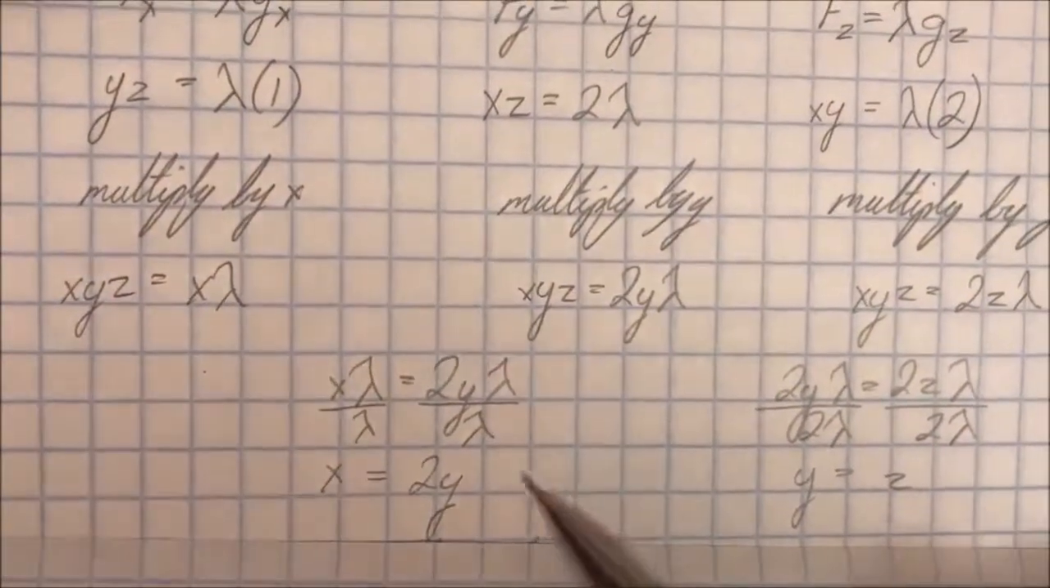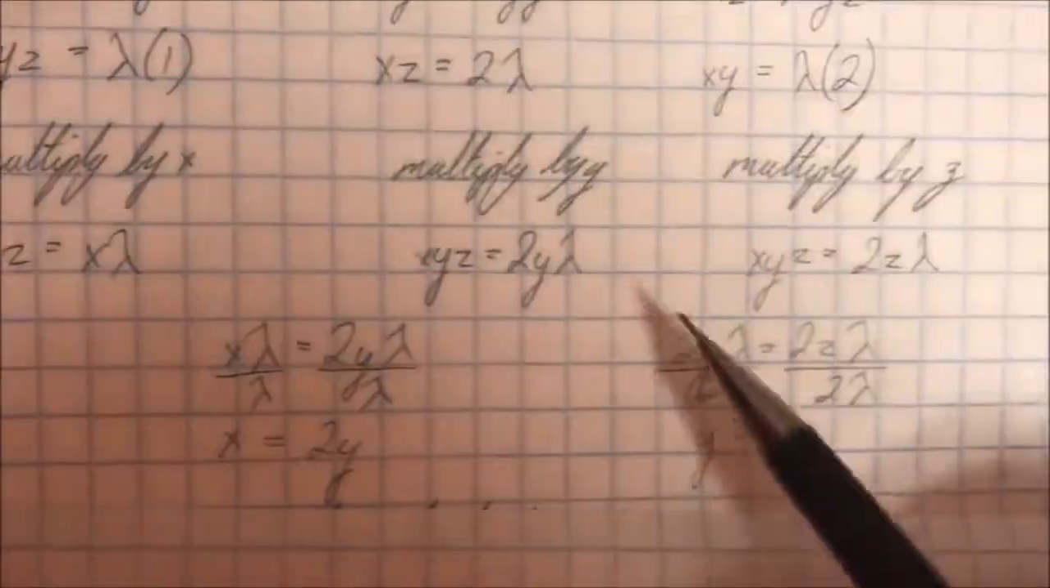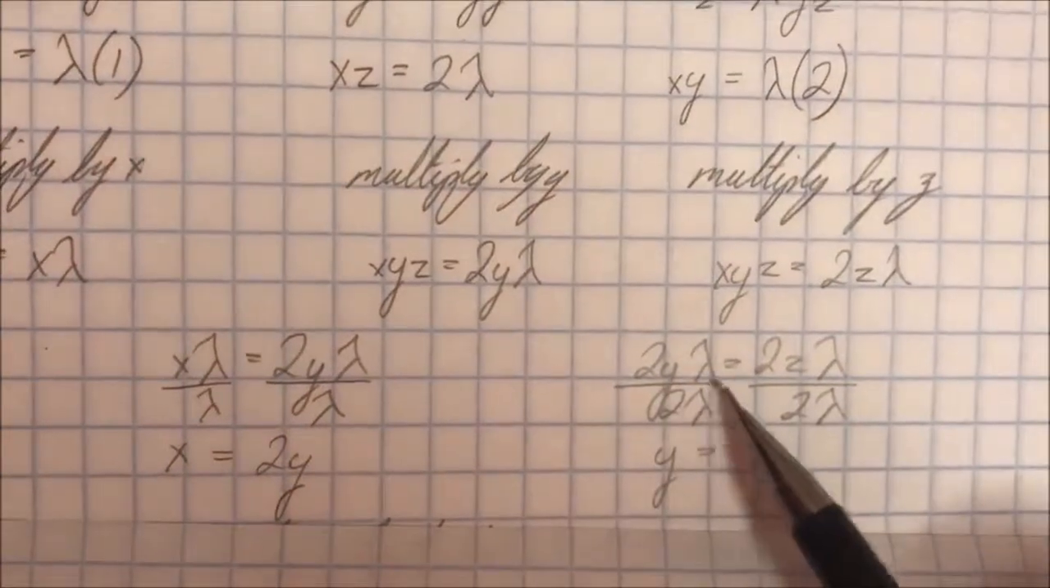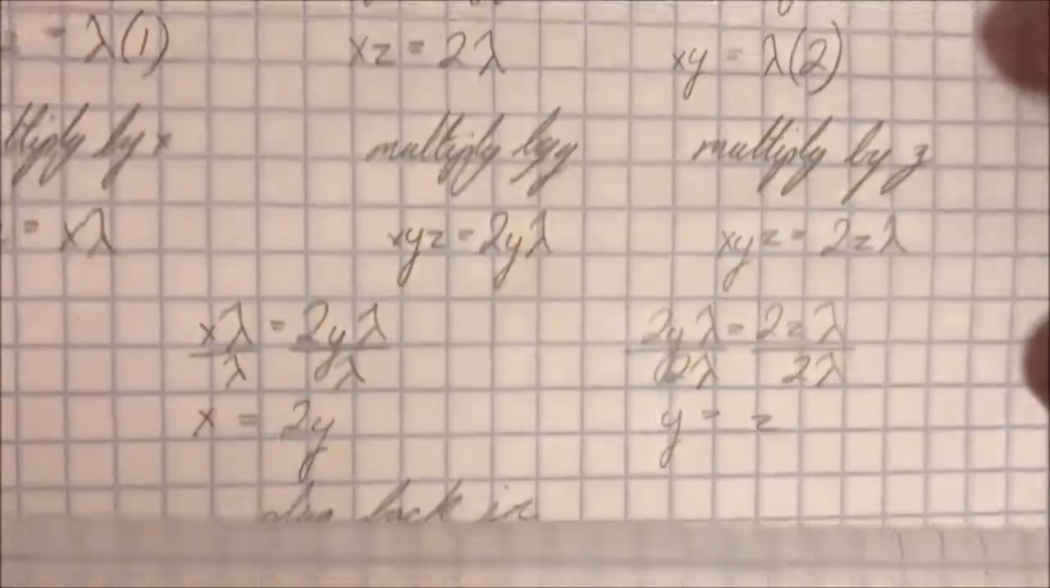If we do these two first, we get x lambda equals 2y lambda, dividing by lambda on both sides, we get x equals 2y. And if we put these two together, we notice that 2y lambda equals 2z lambda, we divide by 2 lambda, and we get y equals z.